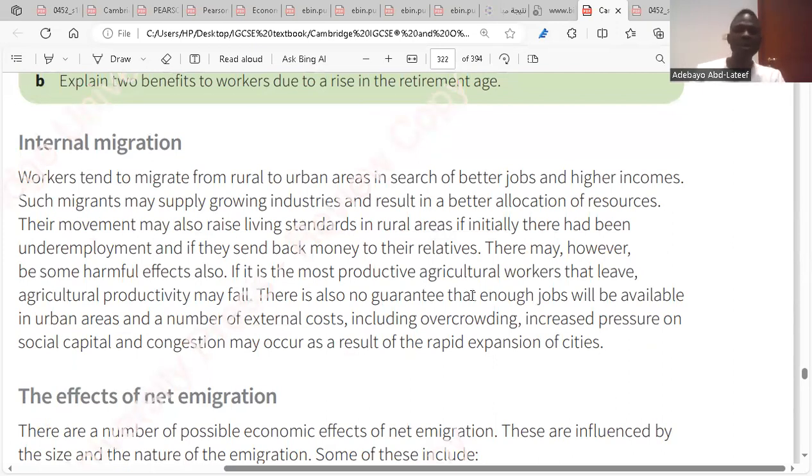It says workers tend to migrate from rural to urban areas in search of better jobs and higher incomes, such that migrants may supply growing industries and result in a better allocation of resources. Their movements may also raise living standards in rural areas if initially they have been underemployed, and if they send back money to their relatives. There may, however, be some harmful effects also if it is the most productive agricultural workers that leave, agricultural productivity may fall. There is also no guarantee that enough jobs will be available in urban areas, and external costs, including overcrowding, increased pressure on social capital, and congestion may occur as a result of the rapid expansion of cities. So there's internal migration.